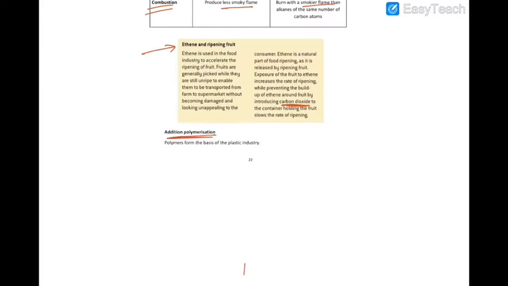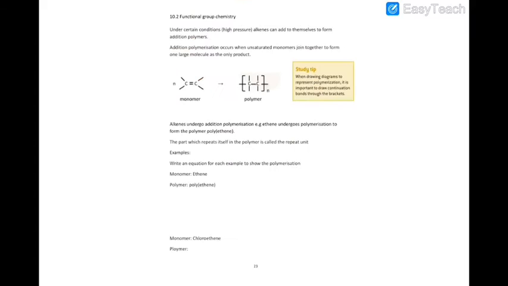The next reaction of alkenes is polymerization, and specifically addition polymerization. Addition polymerization is basically when you have the same unit that keeps on adding to each other. Alkenes are used to make plastics by an addition polymerization reaction. Under high pressure, alkenes add themselves to form addition polymers, and addition polymers occur when unsaturated monomers join together to form one large molecule as the single product.